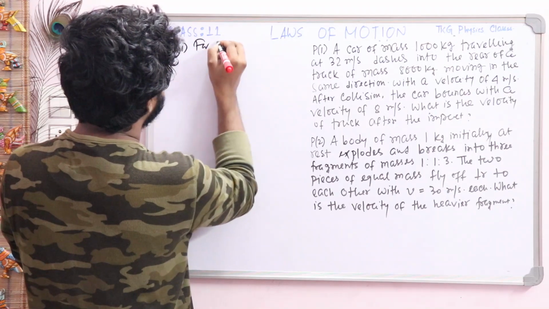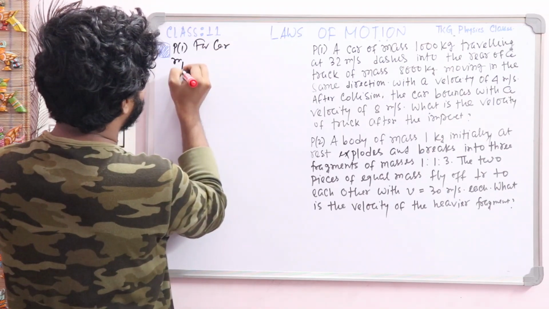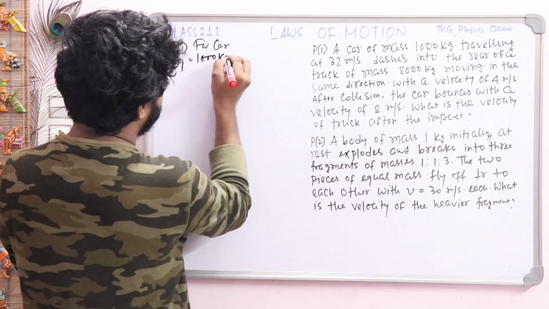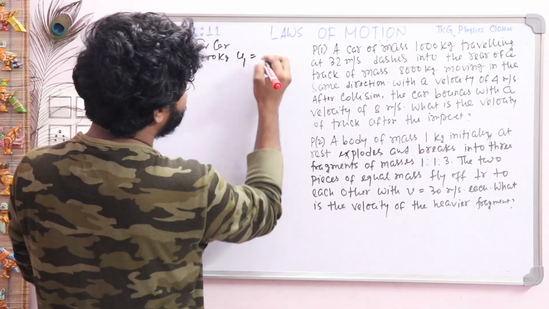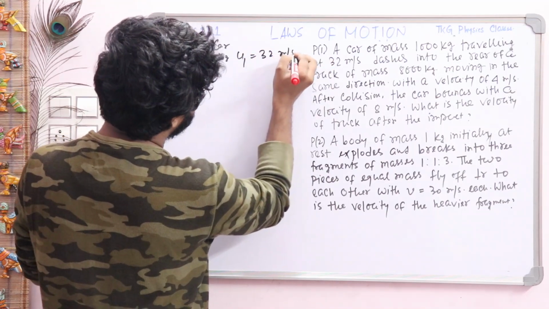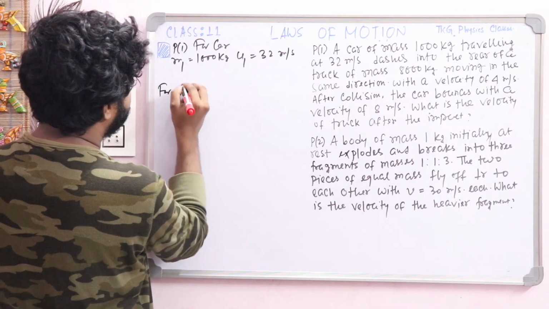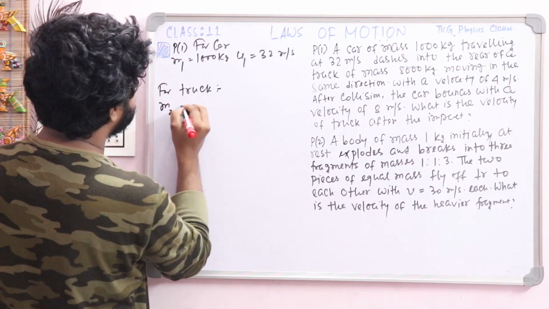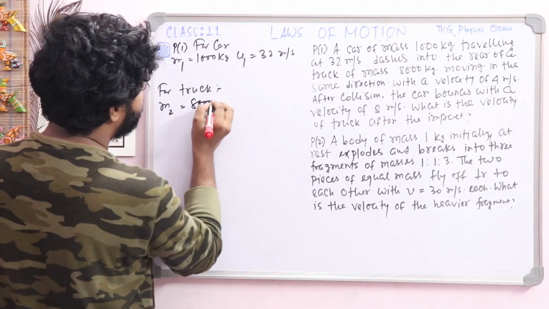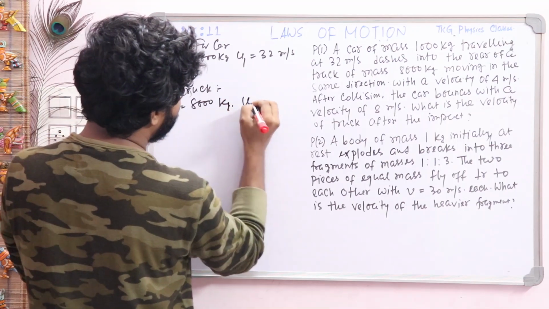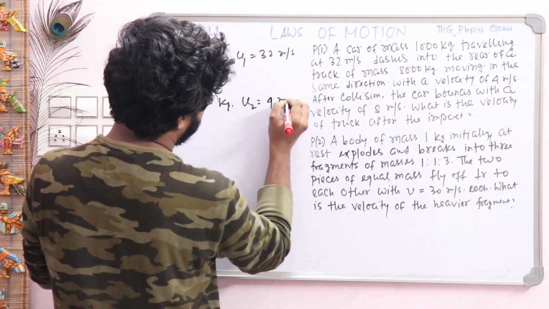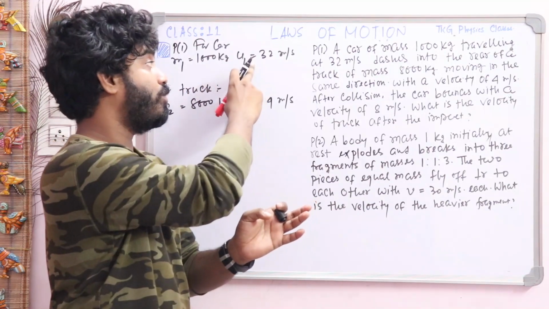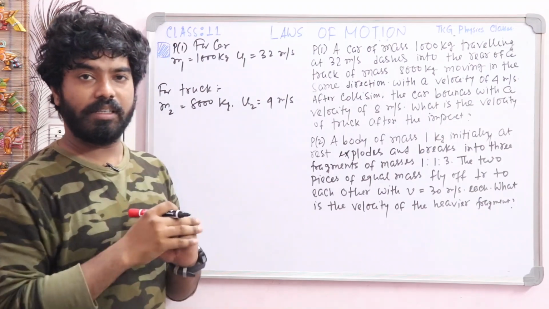Write it. For the car, the mass is represented as m1, that is given 1000. Initial velocity u1 is given 32 meter per second. Now for the truck, the mass is represented as m2, that is given 8000, and the initial velocity is given 4 meter per second. Both are moving in the same direction. The car has higher velocity, u1 is greater than u2, that's why there is a collision.